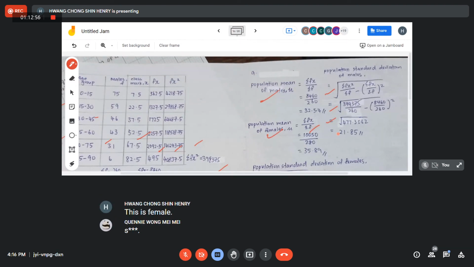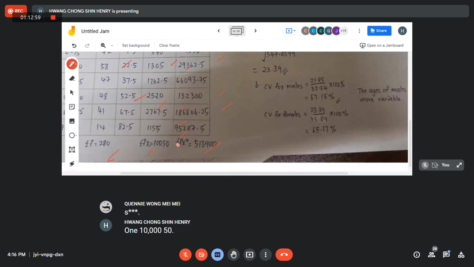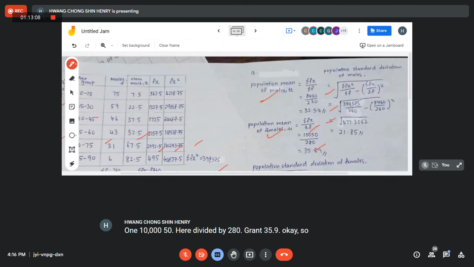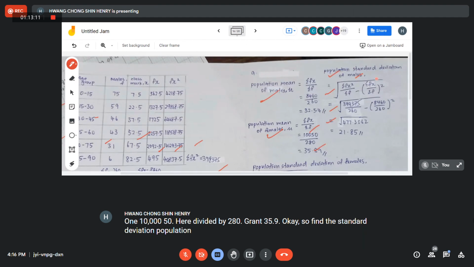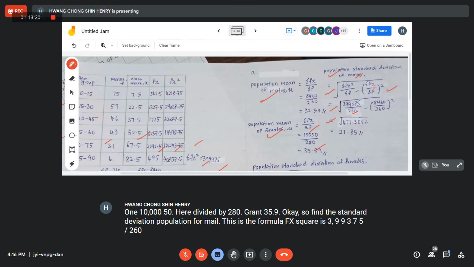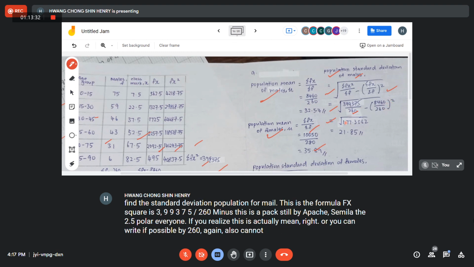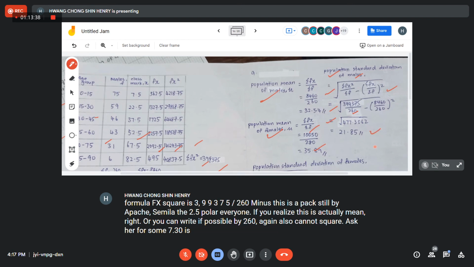This is female. 10,050 here divided by 280. Correct, 35.9. Okay, so find the standard deviation, population, for male. This is the formula. Fx square is 399,375 divided by 260, minus fx divided by f. Actually, it's the mean, 32.54, everyone. If you realize, this is actually our mean, right? Or you can write 8460 divided by 260 and square it. Calculator, square root of 477.30 is 21.85.